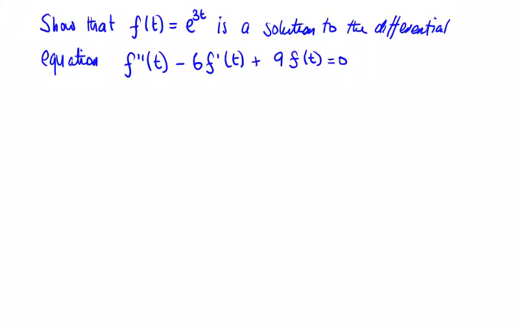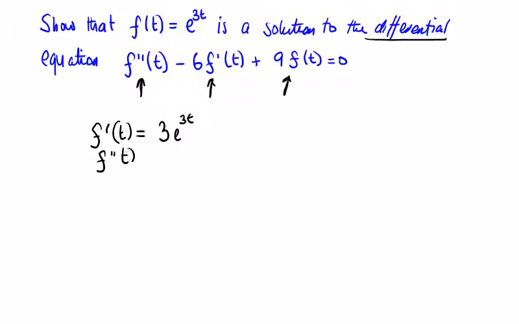In this question, you're asked to show that f of t equals e to the power of 3t is the solution to the differential equation. We need f double prime t, we need f prime t, and we have f of t in the original equation. So f prime t is equal to e to the power of 3t times 3, and we can put the 3 in front: 3e to the power of 3t.